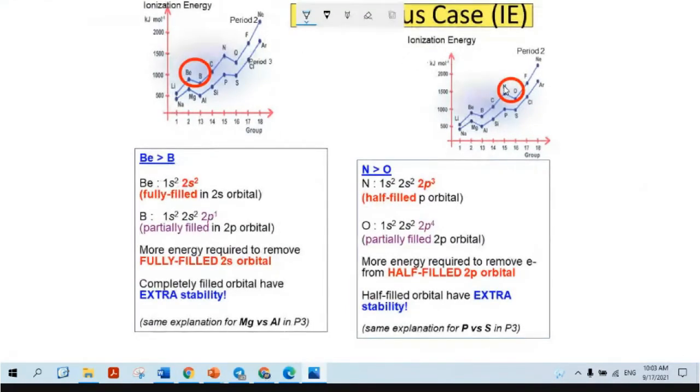Okay, if we check, according to theory, when going across a period, the size gets smaller. So if you want to remove an electron, you need more energy.